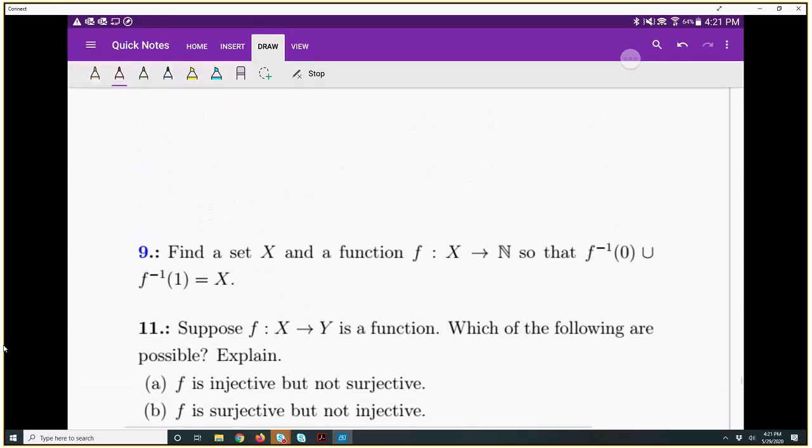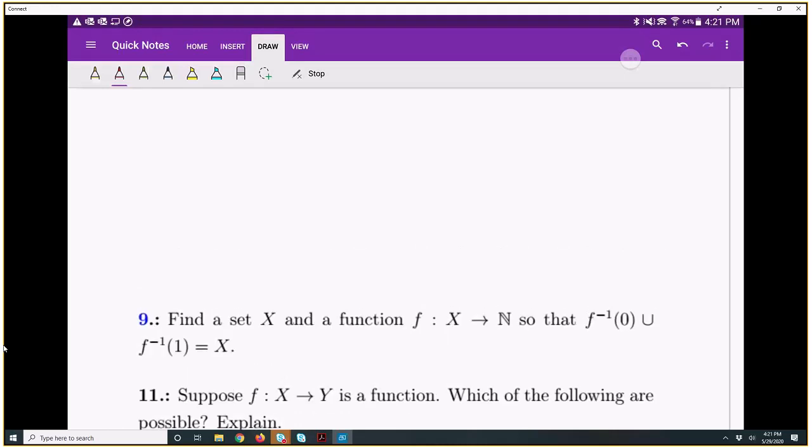Next question, 9. Find a set X and a function F from the set X into the natural numbers, so that the preimage of 0 union with the inverse image of 1 is giving you X. So I'm going to do that up here. Probably the cheapest thing we could do is say, well, I'm just asked to find any set X, so let me take X to be any 2-element set.